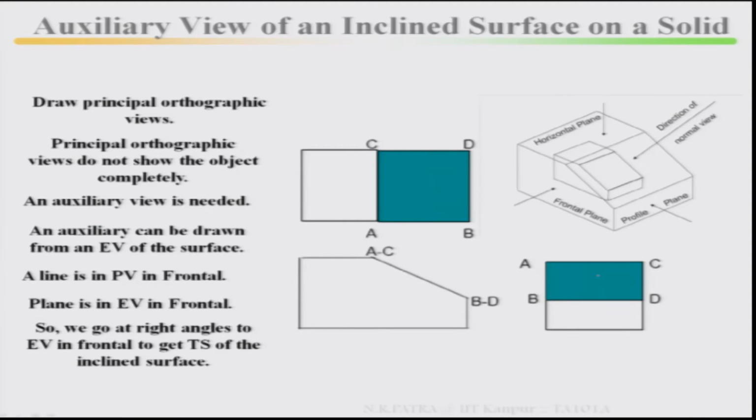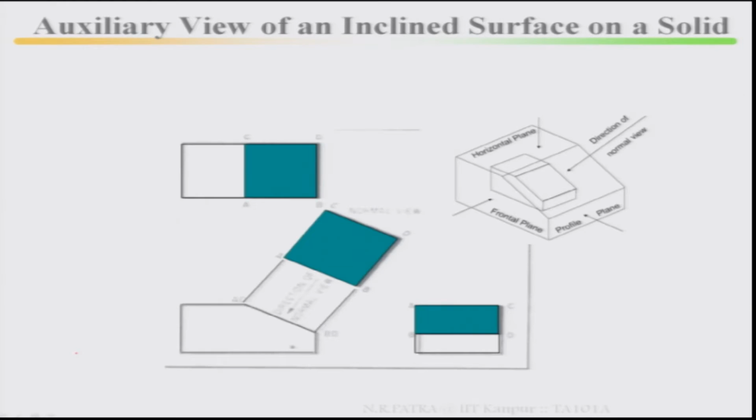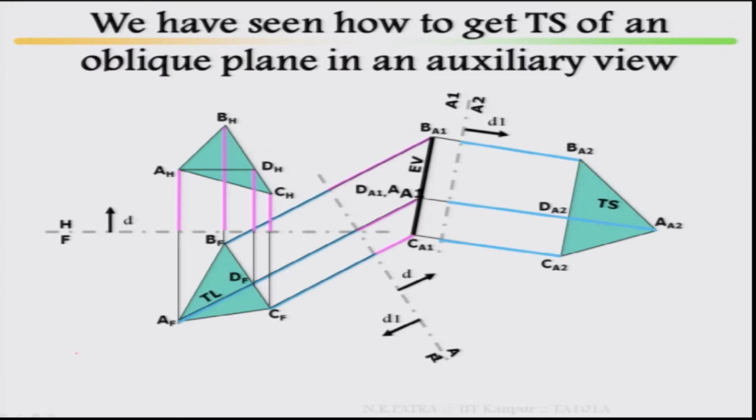So, you go at right angle to the edge view in frontal to get the true shape of the inclined surface. Remember, here we go at right angle to the edge view in frontal to get the true shape of the inclined surface. This is how it looks. You go to the right angle, here it is a perpendicular line of sight, so you will get a true shape. We have seen how to get the true shape of an oblique plane in an auxiliary view.